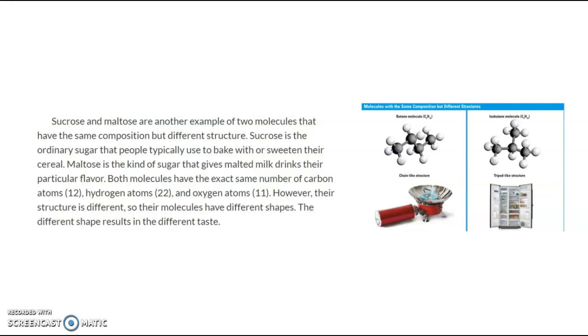Sucrose and maltose are another example of 2 molecules that have the same composition but different structure. Sucrose is the ordinary sugar that people typically use to bake with or sweeten their cereal. Maltose is the kind of sugar that gives malted milk drinks their particular flavor. Both molecules have the exact same number of carbon atoms, 12, hydrogen atoms, 22, and oxygen atoms, 11. However, their structure is different, so their molecules have different shapes. The different shapes result in the different taste.